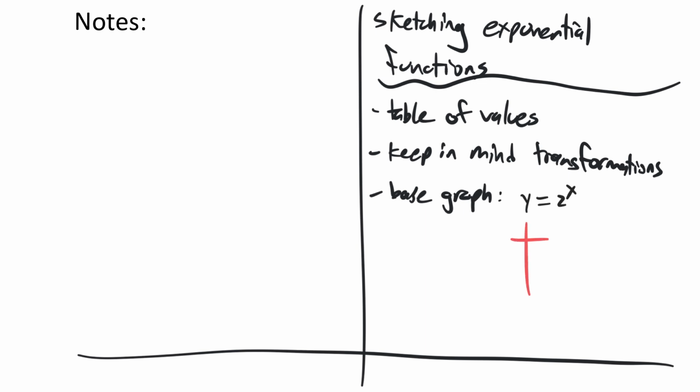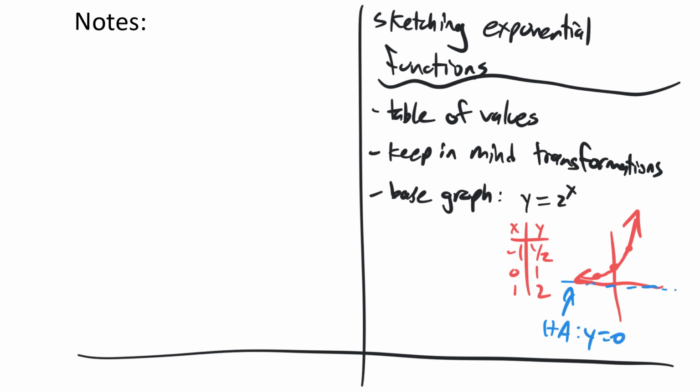When you do a table for the base graph, if you want to do just the most basic table, you do -1, 0, and 1. That would give you a half, 1, and 2. That's like the minimum number of points you could use. And you'd sketch it like this. And of course you have a horizontal asymptote as well as your additional feature. So these are your minimum points, and there is your asymptote. That's the absolute bare minimum you would need to sketch a graph. And so you should keep that in mind when you're looking at something else.